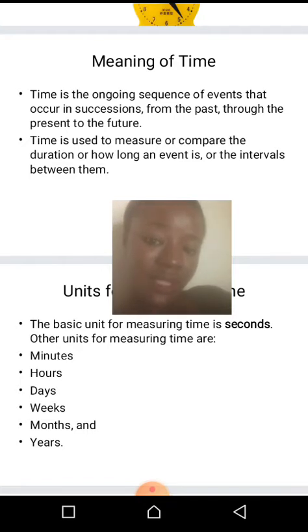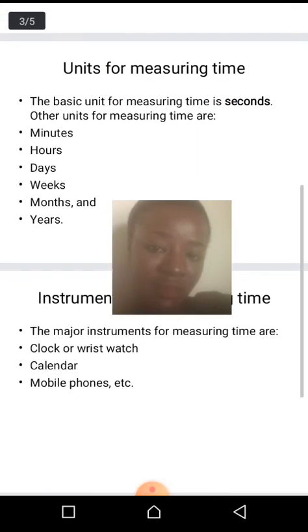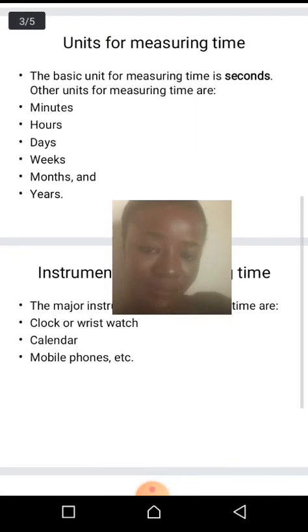How long will it take to finish that bowl of cereal? How long will it take to bath? How long will it take to brush your teeth? Now, we are talking about time. Now, for us to measure time, there are basic units for doing that. The basic unit for measuring time is seconds.